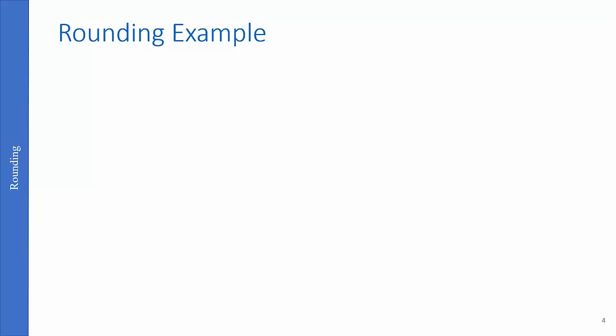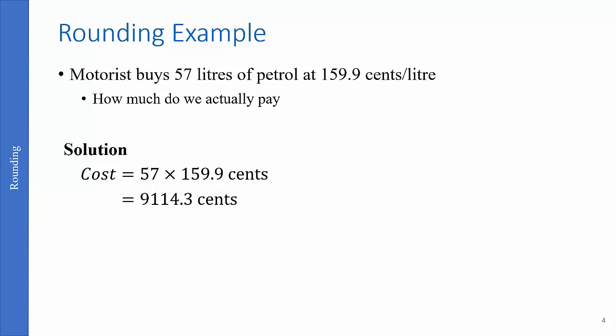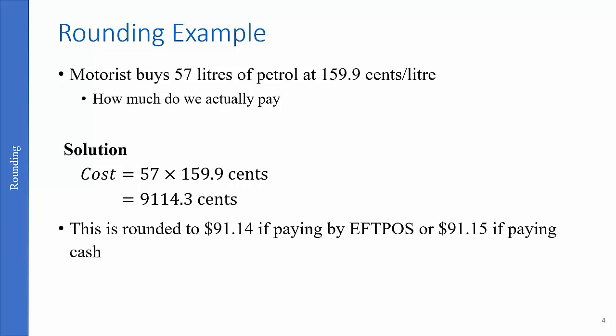We use rounding in everyday life all the time in such things as estimating the size of a crowd or paying for goods. This motorist buys 57 litres of petrol at 159.9 cents per litre. So how much does he actually pay? To find that out, we multiply the 57 litres by the 159.9 cents per litre to get 9,114.3 cents. This is rounded off to $91.14 if we're paying by EFTPOS, or $91.15 if we're paying by cash.